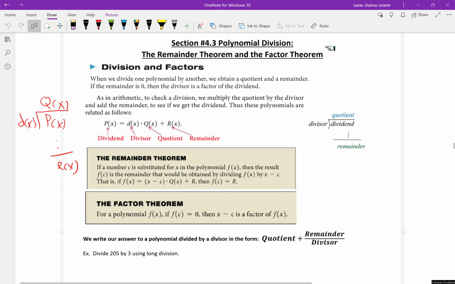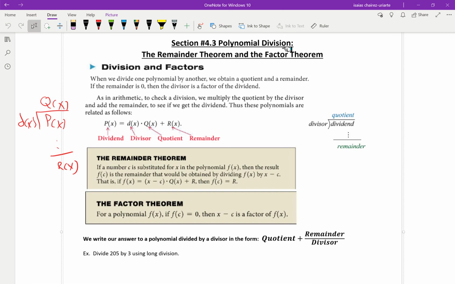Right, this is section 4.3. In this section, we are going to talk about polynomial division. In the previous two sections, in 4.1 and 4.2, we were graphing polynomial functions. In order to graph them by hand, we would have to look at the leading term of our polynomial, and depending on the leading term, we would know the end behavior of our graph.